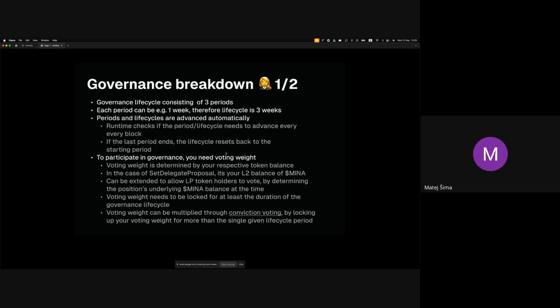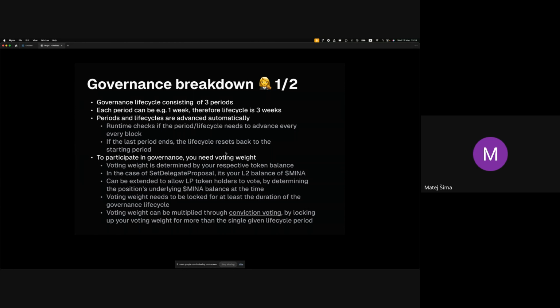There's this concept of a governance lifecycle, which consists of 3 governance periods. Could be 3, could be 4, depending on how you configure it. By default, or for the testing purposes that we did, we use 3 periods. By design, each period could be, for example, 1 week. Therefore, each lifecycle would be 3 weeks. For testing purposes, we have every period equivalent to 1 block so that we can test really quickly. It's just a matter of config in the end.